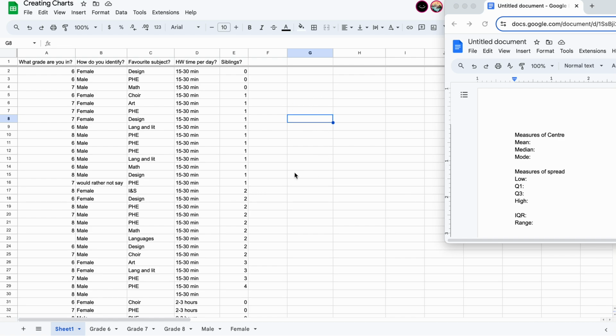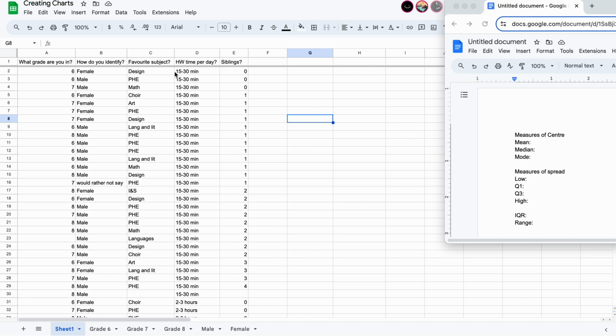Method to investigate homework time per day. You need to find the measures of center and spread for this. So we need to be able to organize this column in a way where we can find our measures of center and spread. Now, the first thing you need to think is, because it's grouped together, there are some measures we're not going to be able to find.